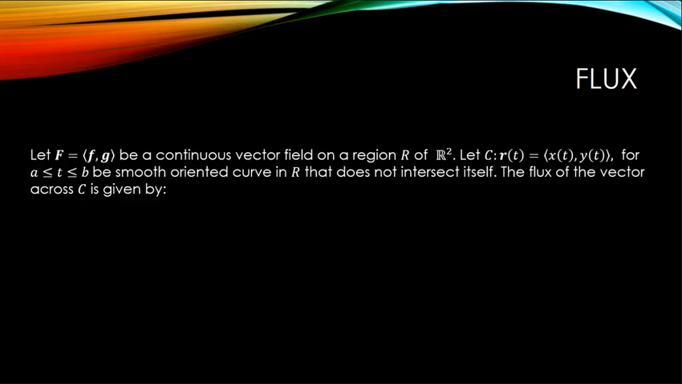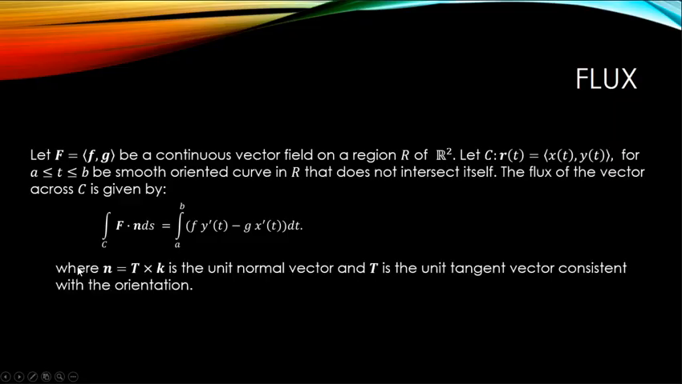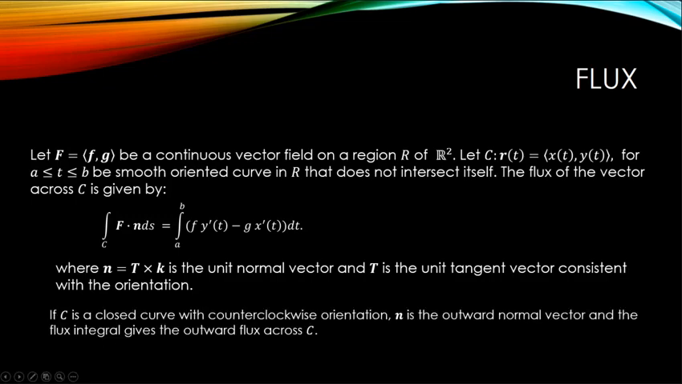The flux of the vector field across C is given by the line integral over C of F dot n ds, which is equal to the ordinary integral from a to b of f y prime of t minus g x prime of t dt, where n is equal to the cross product of t and k, and it gives me the unit normal vector, normal to my curve C, and t is the unit tangent vector consistent with the orientation of my curve. If C is a closed curve in the counterclockwise orientation, n is the outward normal vector, and the flux integral gives the outward flux across C.